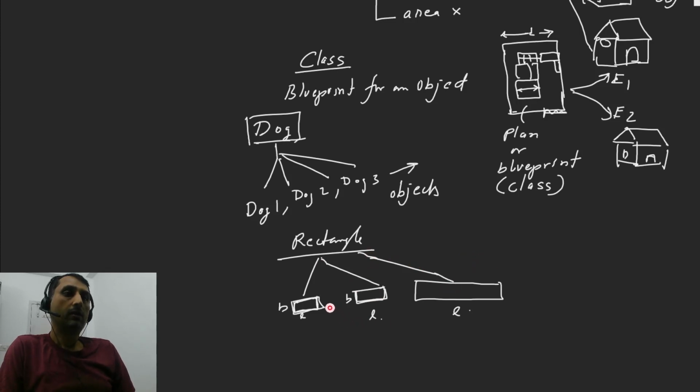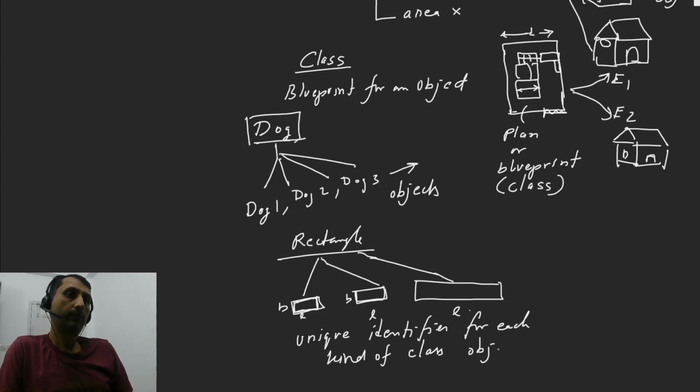But when you have the same attributes and exactly similar objects are created, then you need a unique identity, or a unique identifier, for each of the class objects. Unless you have a unique identifier, the computer will just not be able to identify which object is which. So this is a must.